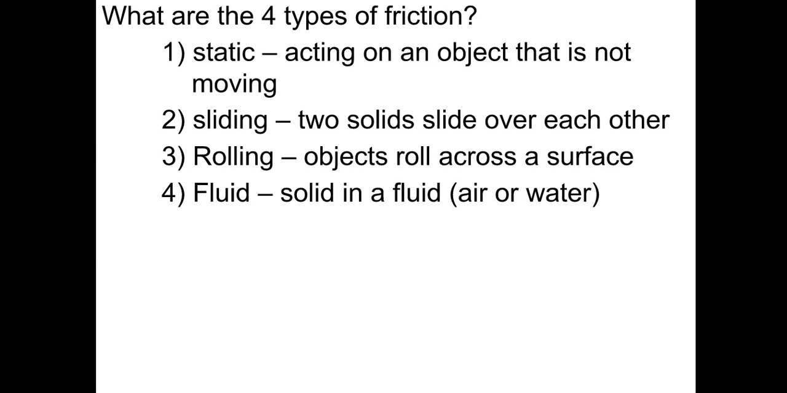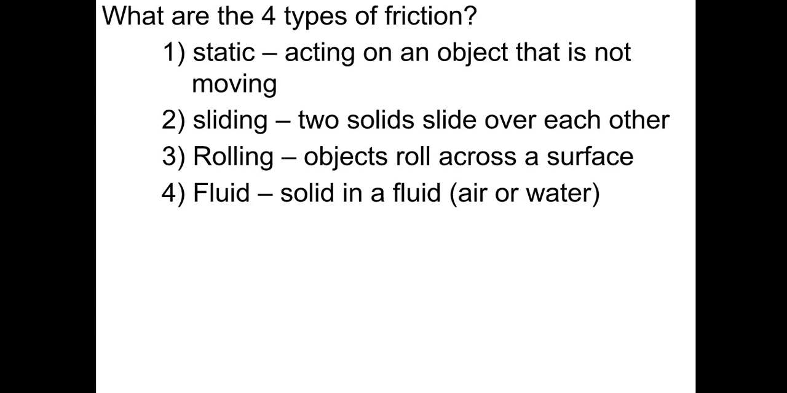All right, so the four types of friction. You have static friction that acts on objects that are not moving. That's going to keep an object in place. If you've ever tried to move furniture that's sat in place for a while, it is under the effect of static friction. So you have to give it kind of an extra push to get it moving. And then once it starts moving and sliding, it changes to the second one, which is sliding friction.